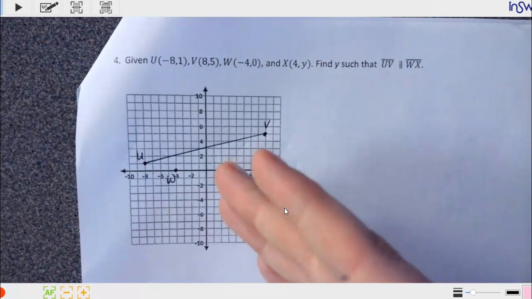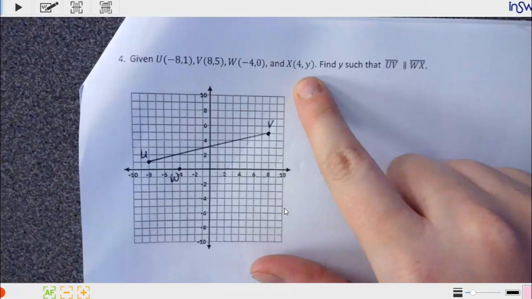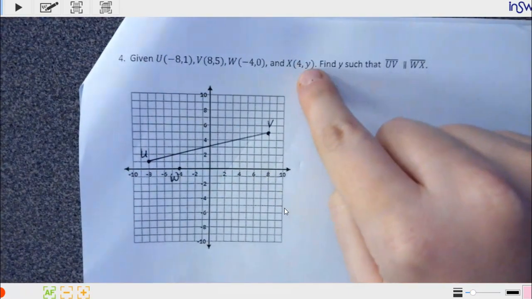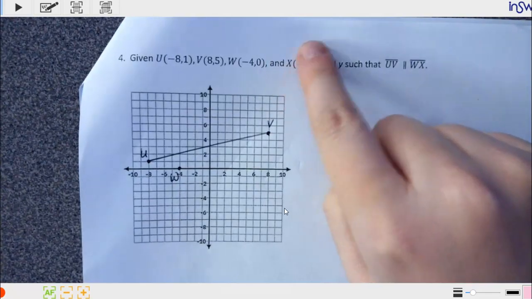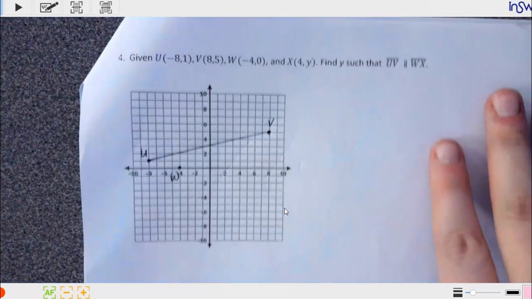So once you see it drawn out, it's a lot easier to see. But basically, what is that Y? There's only one correct answer for this. What is the Y value for X when the X value is 4? Where should this point go in order to make it parallel to this?